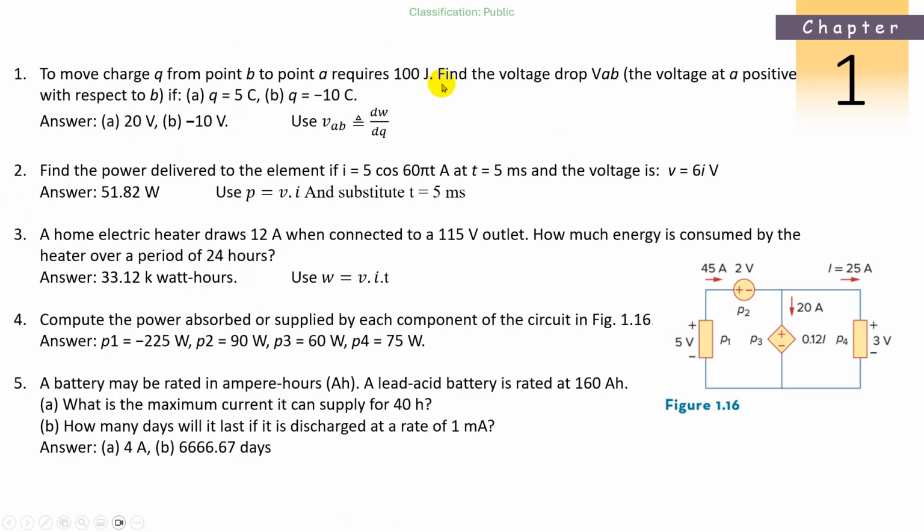20 volts. Now another one he is telling: minus 10 coulombs. So minus will come here. 100 divided by minus 10. How much? Minus 10 only. So like this you have to calculate by using the formula.